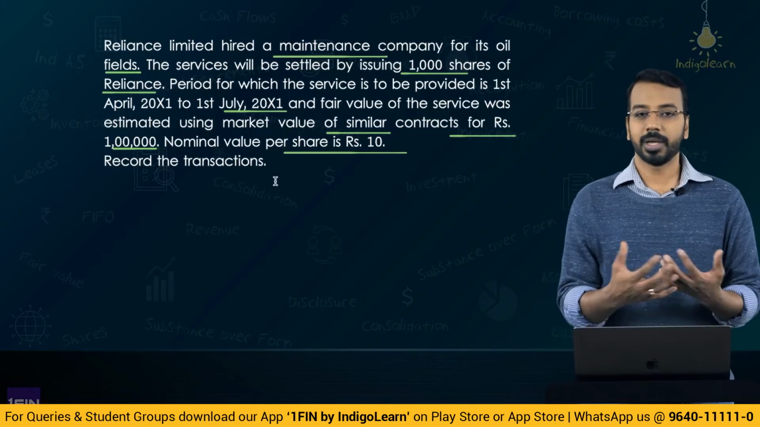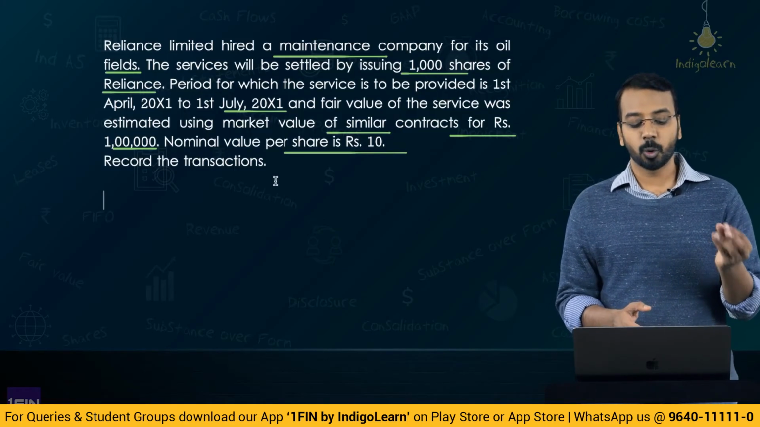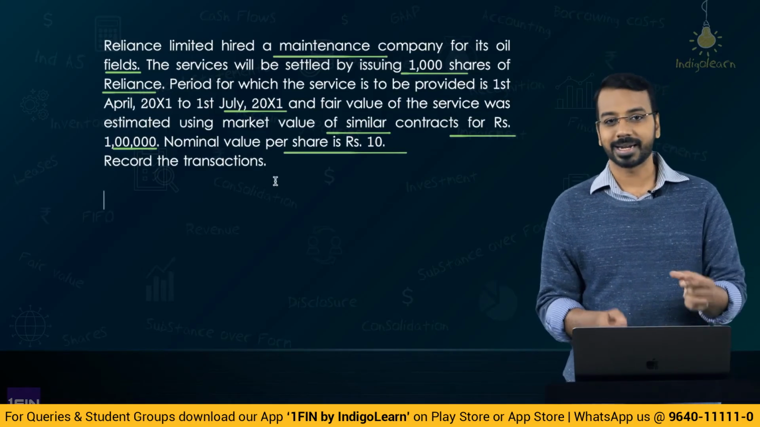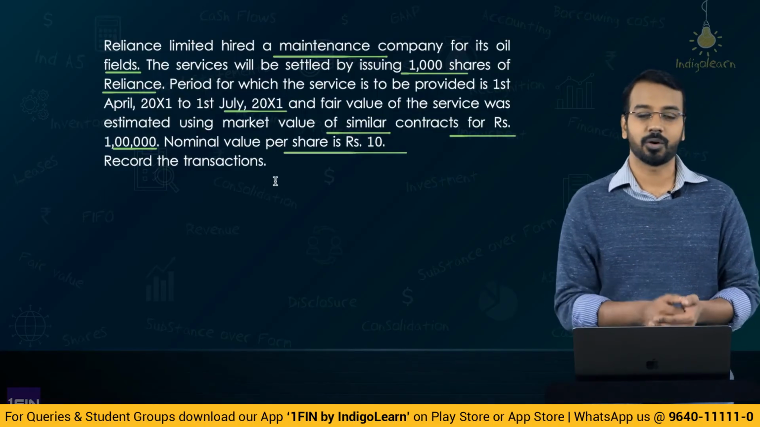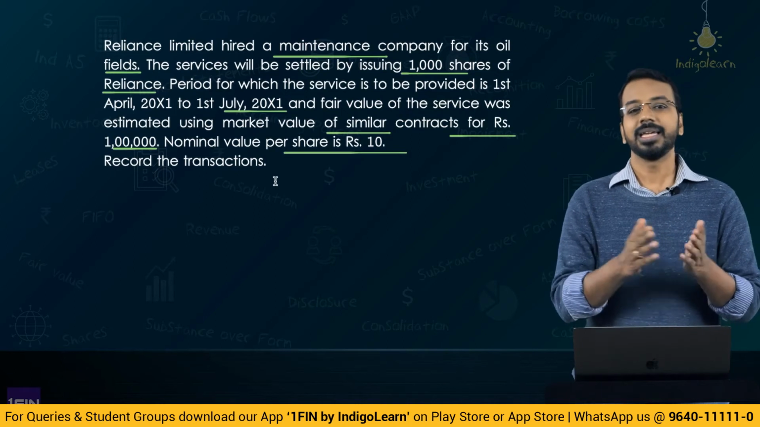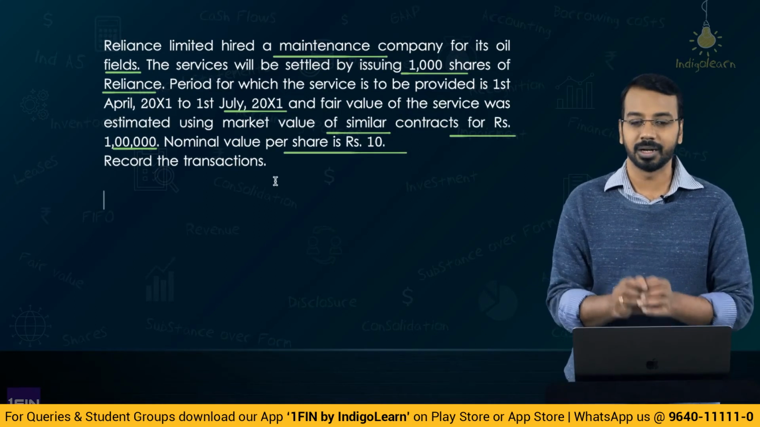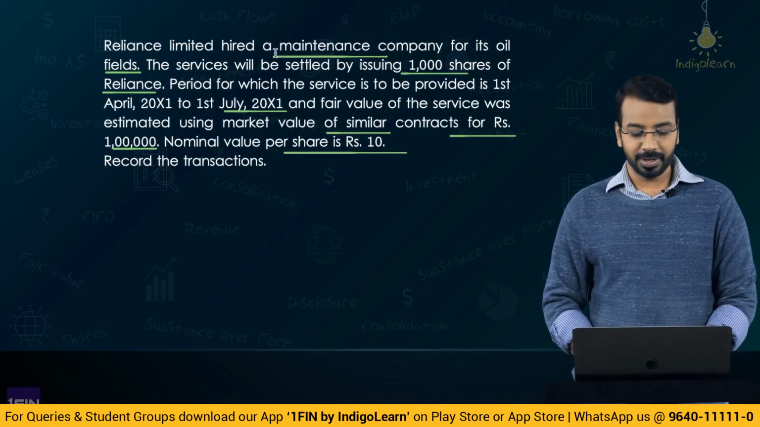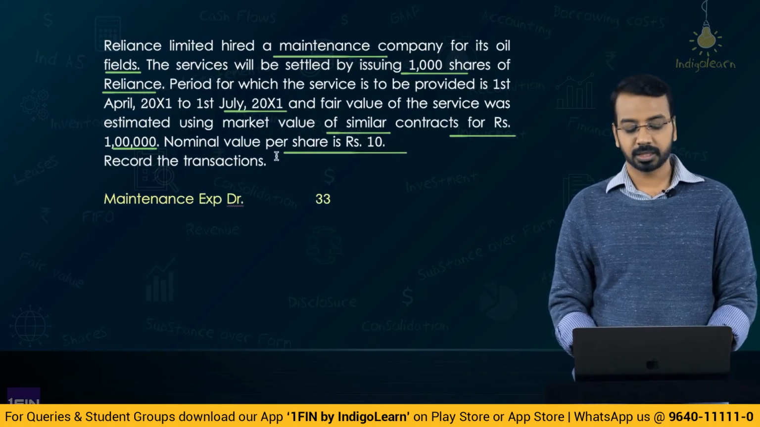pretty simple. There is a service contract for a 3 months period and the total value of similar contracts, if similar contracts were taken, that can be a representative of the fair value of the contract, the value would be 1 lakh. So 1 lakh is for a 3-month period. Each month what is the value? 33,333. Okay, so if you are passing monthly journal entries, what will be the journal entry? So this is a maintenance contract, right? So maintenance expense debit by how much? 33,333, you can say 0.33 also.